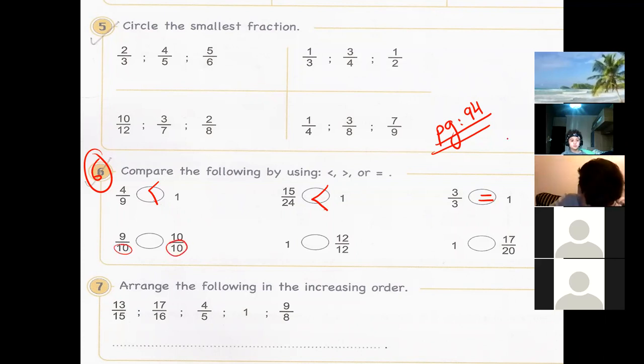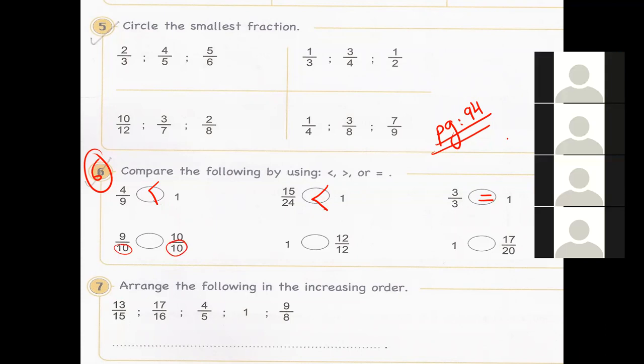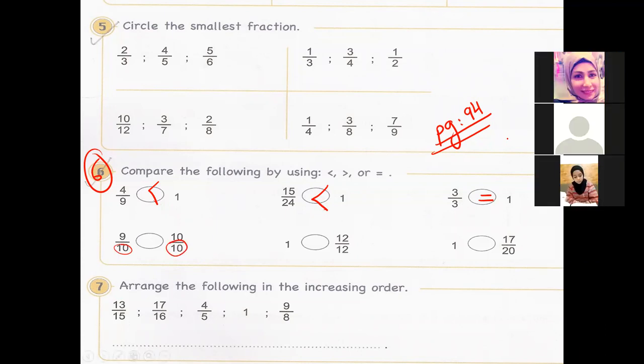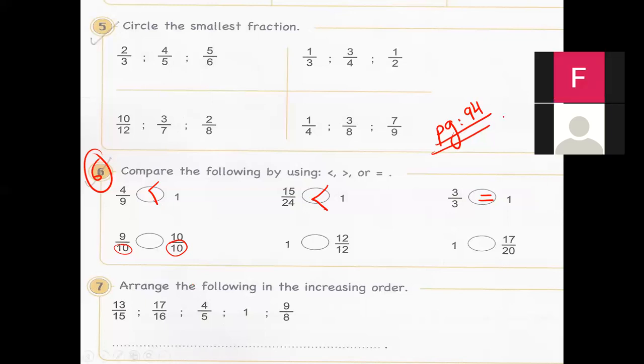Which one is the biggest? They are equal. How equal? 9 equals 10? 10 over 10 is the biggest. Listen, 10 over 10 is the biggest. So here, full mark, Batoul.